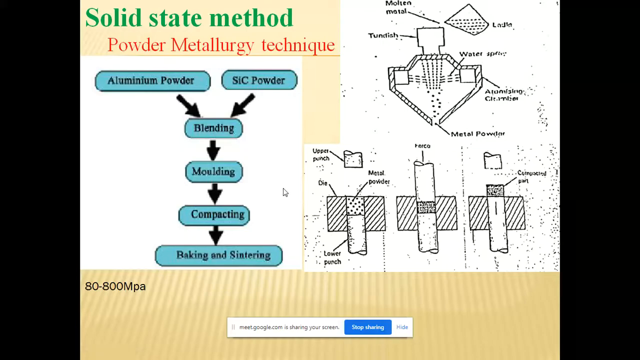Then, in the exam they are going to ask you to explain the powder metallurgy technique. We are supposed to write this flow chart and these two figures, right? Now come to here, how are you going to make a powder? See, the first step is aluminum powder, silicon powder. To make a powder, what is the actual process?